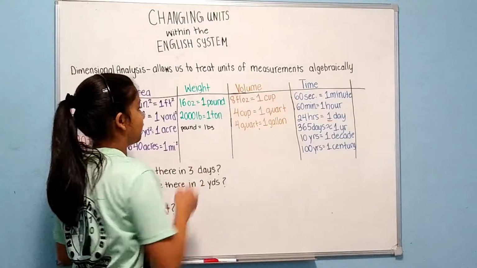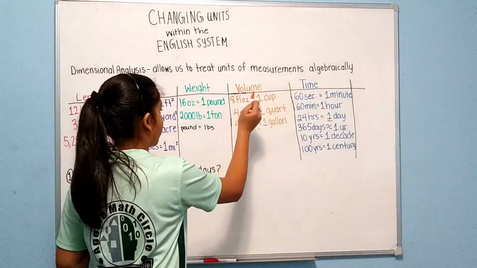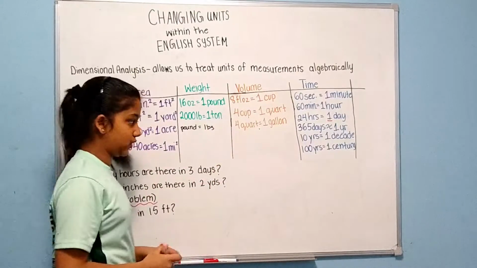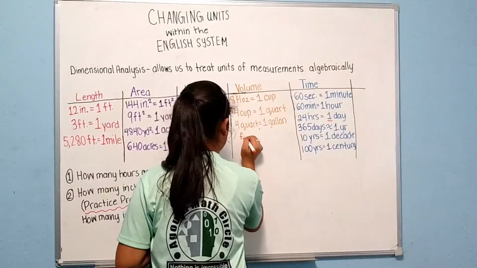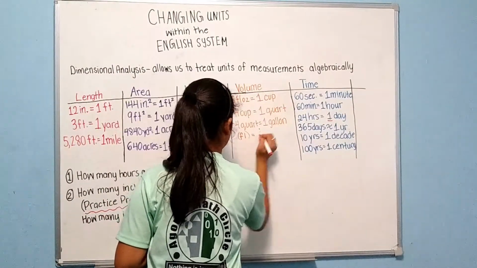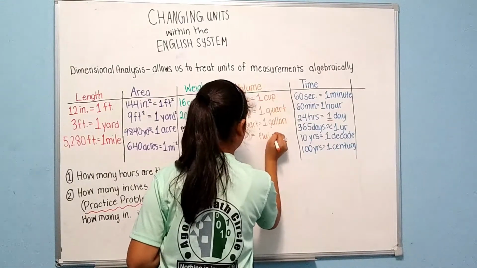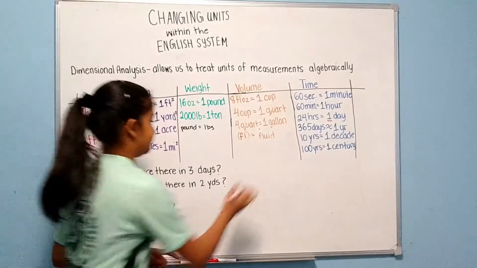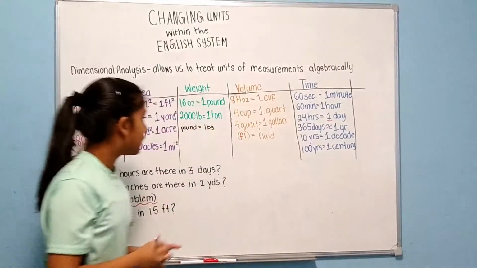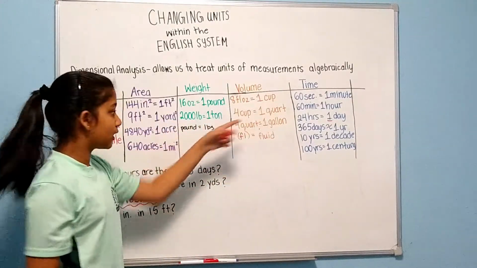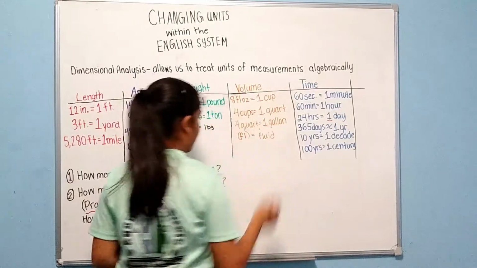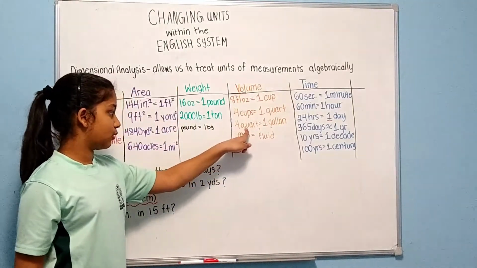Let's move on to volume. In 1 cup, there are 8 fluid ounces. Remember that when there's something like this, it usually means that it's fluid. In 1 quart, there are 4 cups. In 1 gallon, there are 4 quarts.